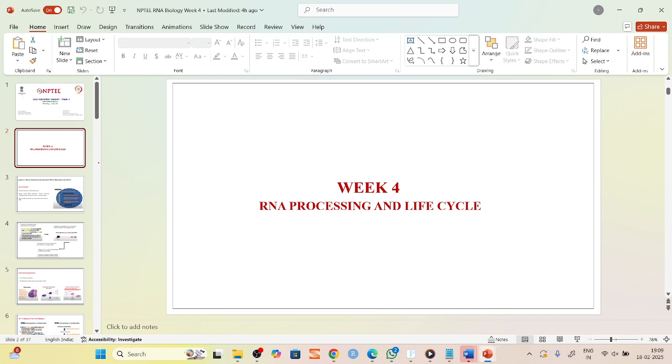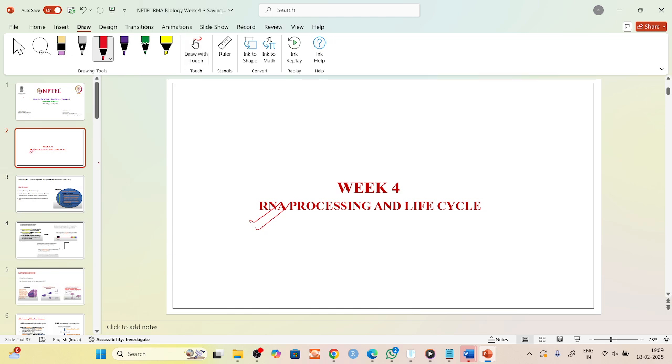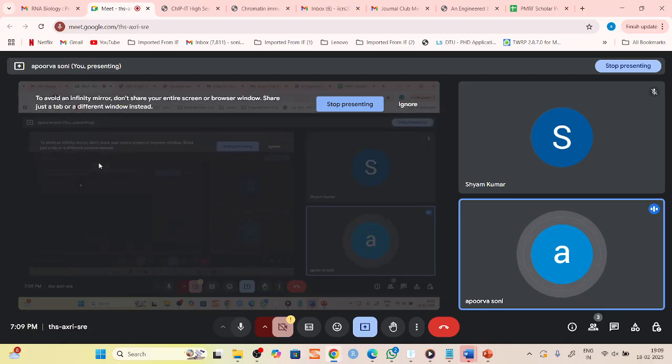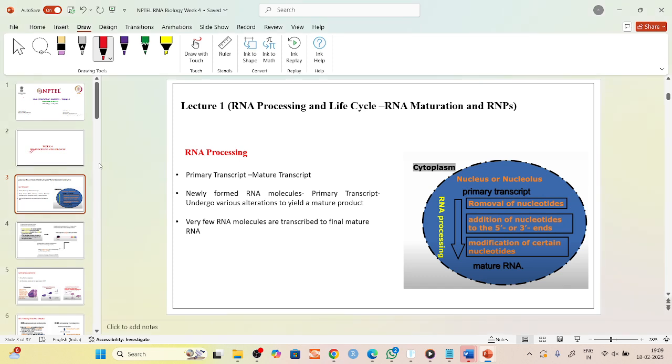That means RNA has to undergo some processing events, because these processing events will make the RNA strong enough so that it can come out and live in the cytoplasm. Okay, so lecture 1 is about RNA processing. The primary transcript which is formed after transcription is not the exact transcript used for translation. So when we talk about RNA processing, we are talking about the conversion of the primary transcript into the mature RNA. This is the cytoplasm and this is the nucleus.